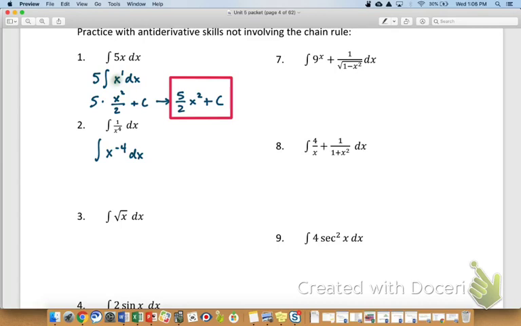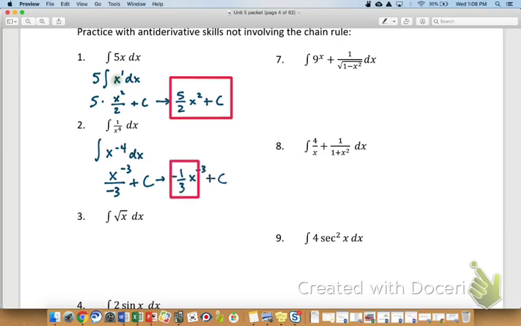What form is this? Like, what pattern does this fit? It's the u to the n, right? It's the variable base with the numerical exponent. So for number 2, we follow the same pattern that we did with number 1. I would add 1 to the old exponent, and I would get x to the negative 3. I would divide by that new exponent, so I'd divide by negative 3, and go plus c. And of course, I could rewrite this as negative 1/3 x to the negative 3rd plus c.